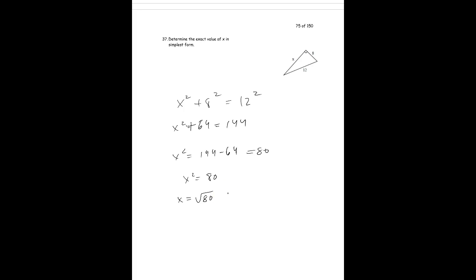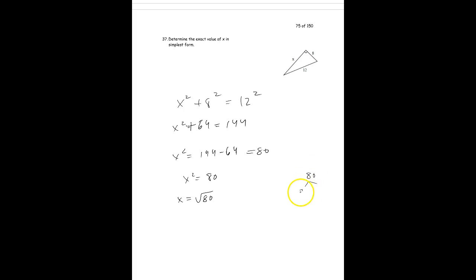And so that is the right answer, but it's not considered simplified radical form, though it wouldn't be wrong. The square root of 80 is a number, and it is the right number. But if we were going to simplify it to its simplest radical form, we'd want to try and find some perfect square factors in there. So let's just factor 80 here.